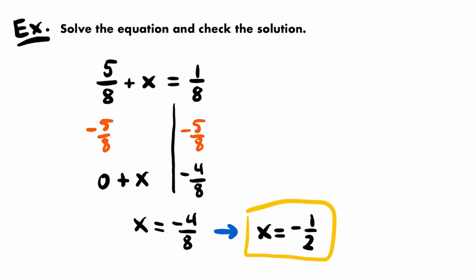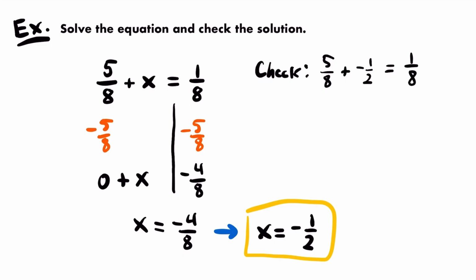Okay, so what we found here is that when x equals -1/2, this equation should be true, but let's check it. Let's make sure our work was correct. We want to check to see if -1/2 really is a solution to the equation. So we're going to plug in -1/2 for x. So we'll have 5/8 plus our value of x, which is -1/2. So we're adding -1/2, and that should be equal to 1/8.